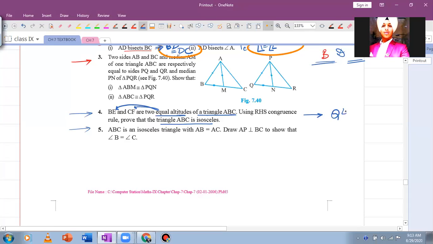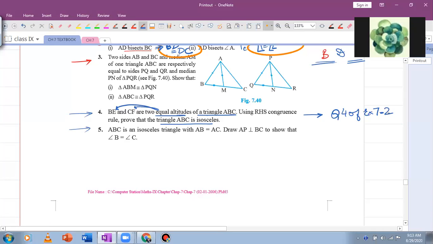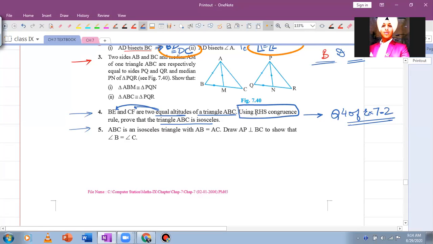This is, I think, question 4 of the previous exercise. Yes, this is question 4 of exercise 7.2. So if you go back there, you will see. Now they have put a restriction here, that you have to do this using the RHS rule. There were, I think, 2 ways you could do that, but they have put a restriction here. And I think we have done it with RHS. I'm not sure.